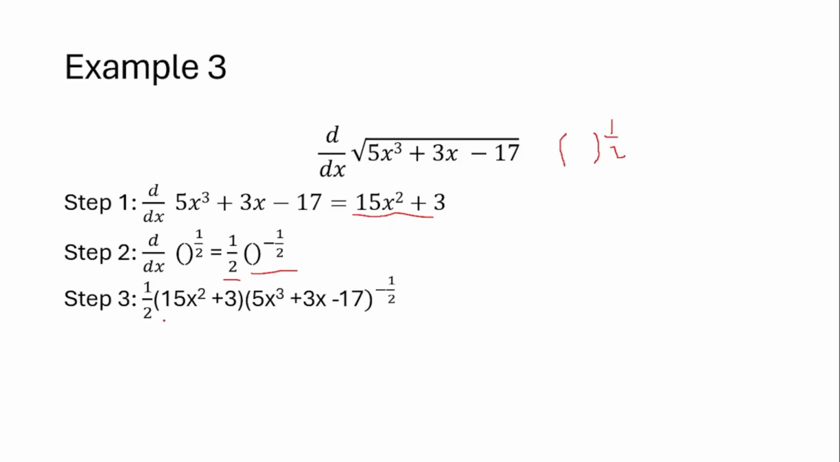And here, since this looks a little convoluted, we can clear it up. We keep the 15x squared plus 3 on the top, and we keep the 2 on the bottom as normal. And since this is a negative 1/2, we can rewrite it as the square root and move it to the bottom to solve it.